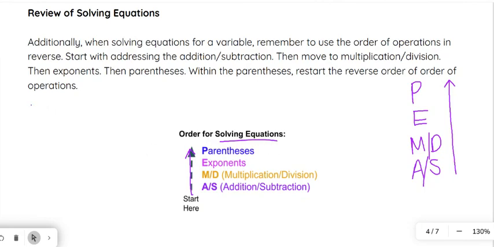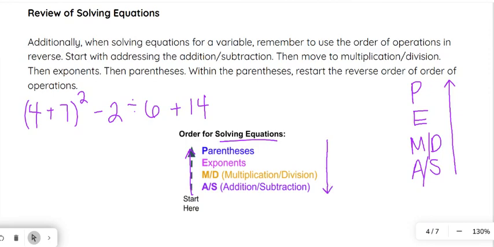If I was just given an expression, for example, 4 plus 7 squared minus 2 divided by 6 plus 14, something like that, then we're going to be working through our parentheses, then our exponents, then our multiplication and division, then our addition and subtraction. But if we are solving an equation, we're doing the opposite of that. So we are doing the inverse operation. So we are going backwards. We're addressing the addition and subtraction first, then multiplication and division, then exponents, then parentheses. So we are going through that reverse order of the order of operations.